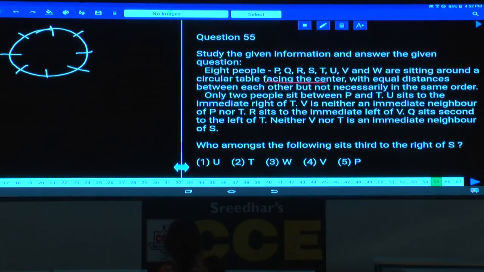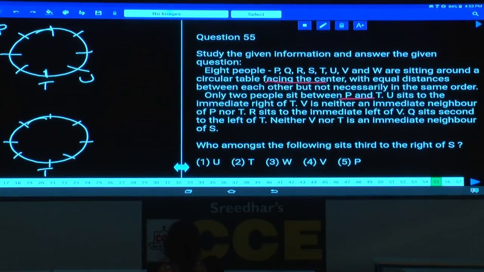Then condition number 1, only 2 people sit between P and T. U sits to the immediate right of T. If T is here, U is to the immediate right of T. This is how this U is seated. U sits to the immediate right of T as all these persons are facing towards the center. Now I am fixing T at this place. And only 2 people between P and T. As only 2 people between P and T, P can be either here, that is one possibility. Then what is the second possibility here? 1, 2, 3, 4 and 5, 6, 7, 8.